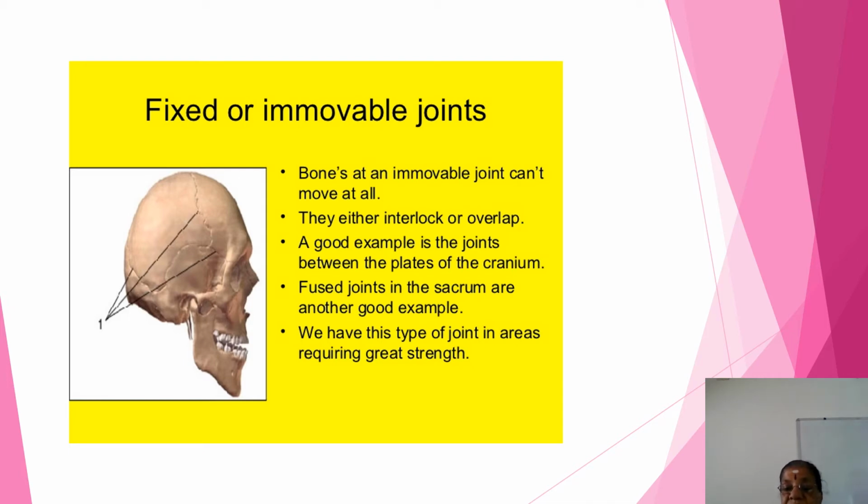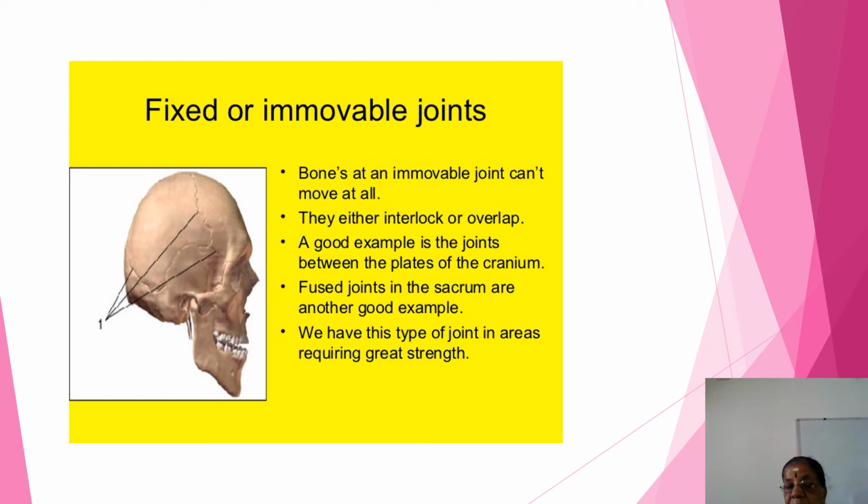I explained first in part 1 that the skull is formed of immovable joints and they are joined to each other by zigzag lines called sutures. So remember that the one is suture. I hope you understand. So they either interlock or overlap. This is overlapping. This is interlock. A good example of a joint is between the plates of the cranium. Plates of the cranium means the skull bones, I have mentioned. What are they?